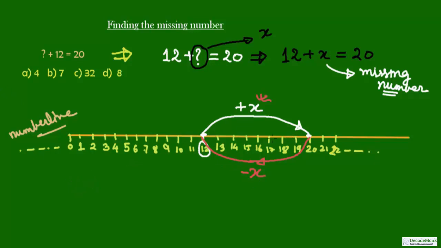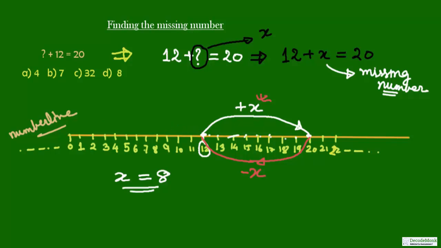How many steps do you need to move backward to arrive at 12? Let us count. 1, 2, 3, 4, 5, 6, 7, 8. So there are 8 steps you need to move backward. To move forward also from 12 to 20, you are moving 1, 2, 3, 4, 5, 6, 7, 8. So 8 steps. So easily you can say that X equal to 8. So this is how you can understand how we arrive at the value of X given the number line.